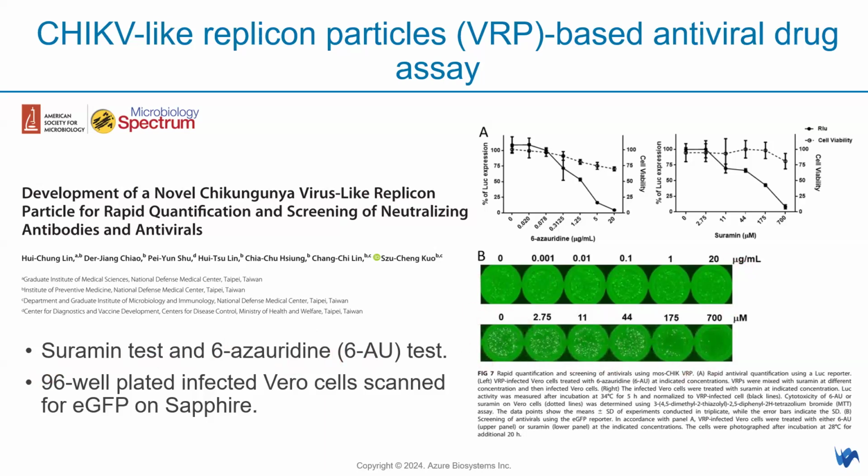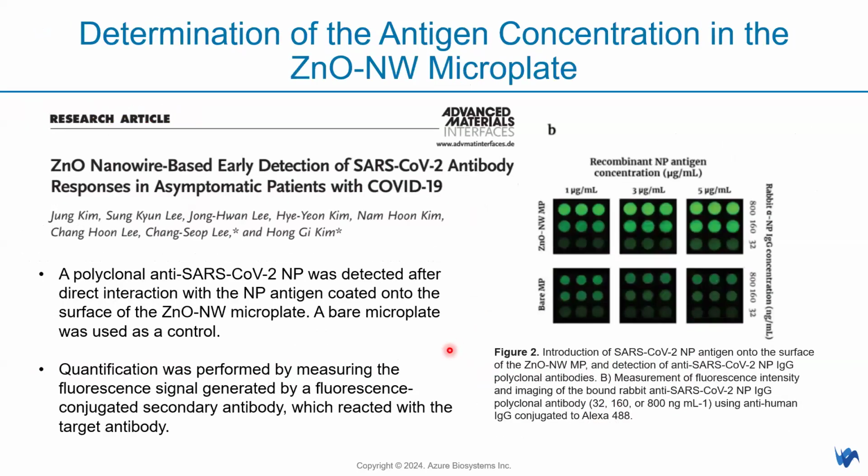Okay, so what they're looking at is actually their EGFP reporter on the viral cells. So this is the first example that you see on vaccine research. All right. So they're looking at here. Second, which is on determination of antigen concentration on the microplate.